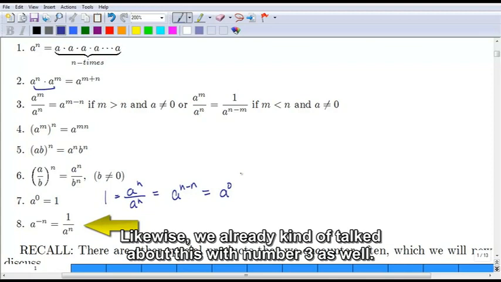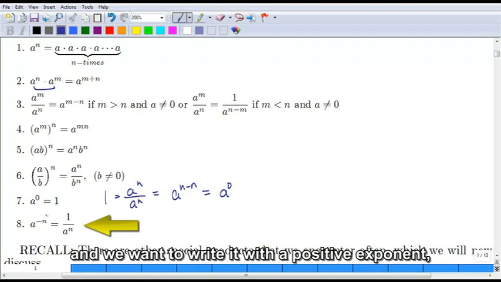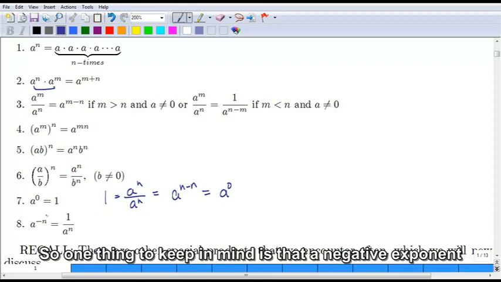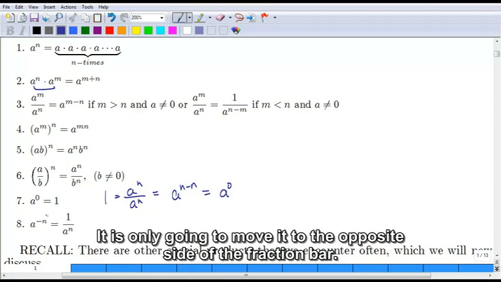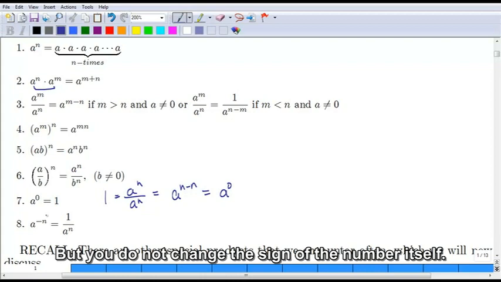Likewise, we already kind of talked about this with number 3 as well. If you have a base to a negative exponent and we want to write it with a positive exponent, then we would put it under the fraction bar with a positive exponent. So one thing to keep in mind is that a negative exponent is not going to change the sign on your actual number. It is only going to move it to the opposite side of the fraction bar. If it's in the top, then you move it to the bottom. If it's in the bottom, you move it to the top. But you do not change the sign of the number itself.